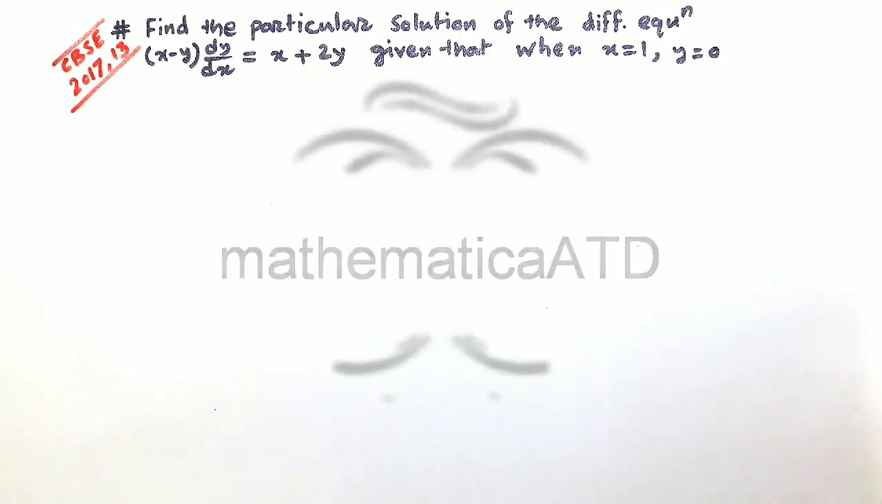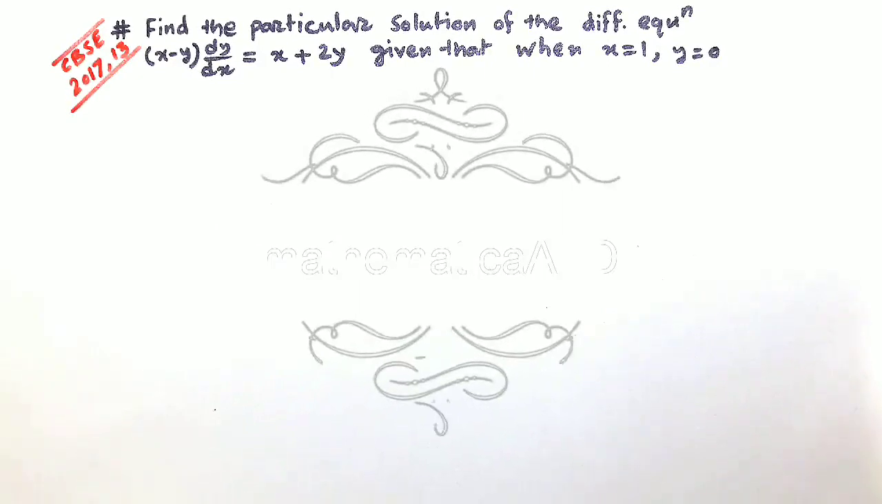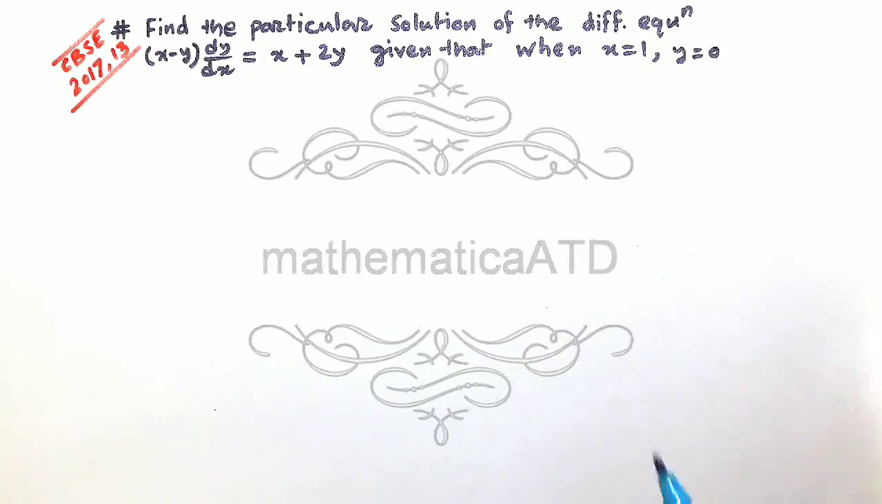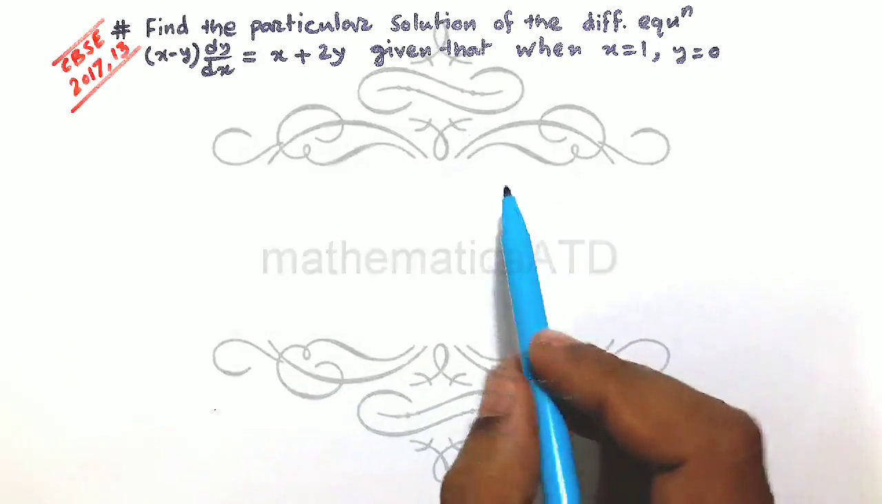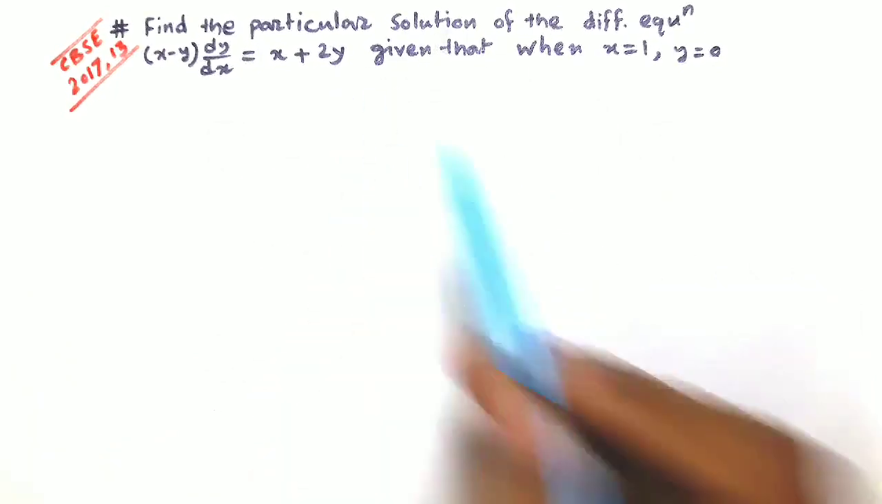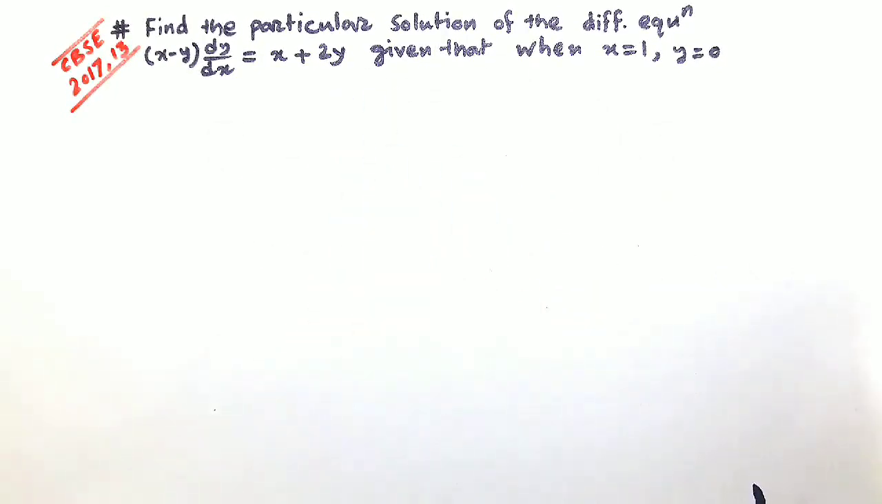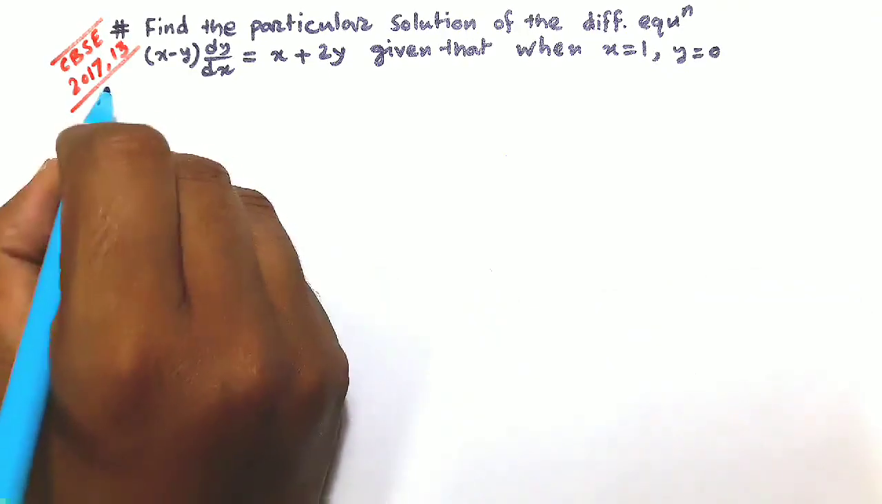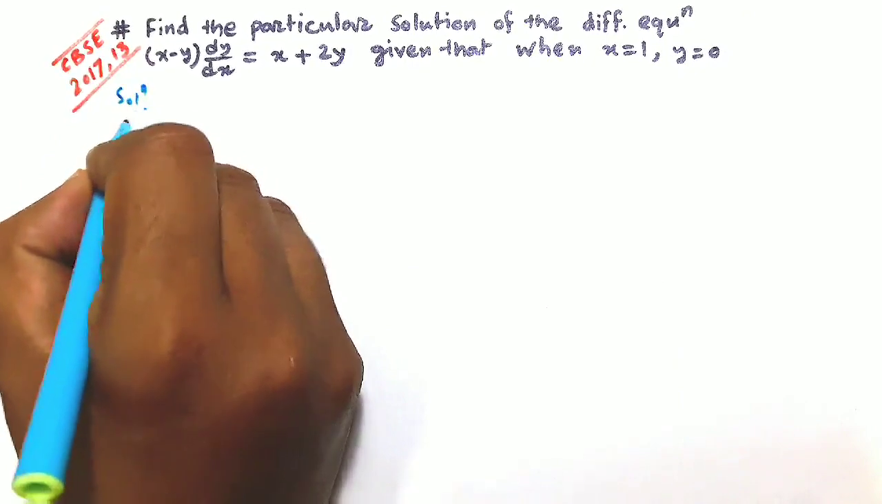Friends, our first question is: find the particular solution of the differential equation (x minus y) dy/dx is equal to x plus 2y, given that when x is equal to 1, then y is equal to 0. Friends, the solution is this one.